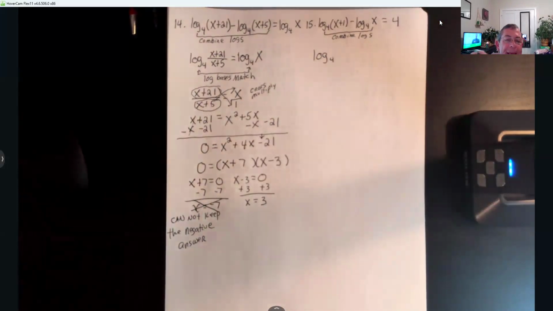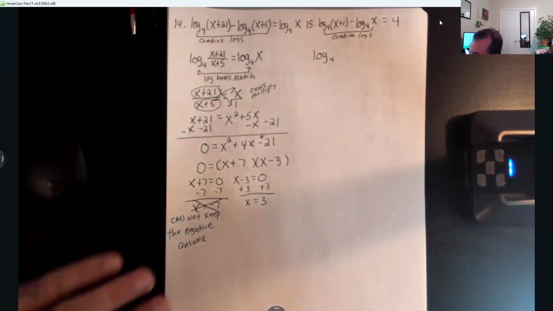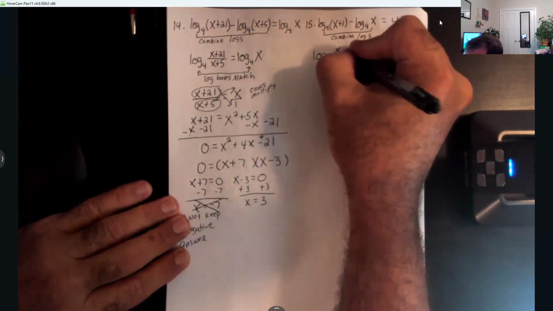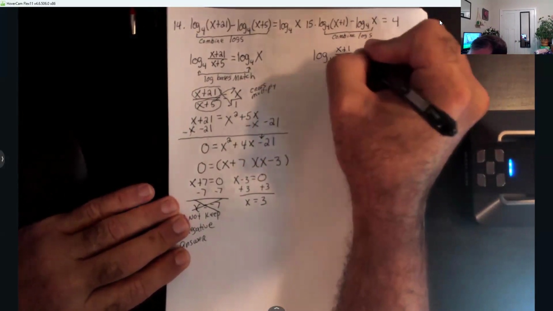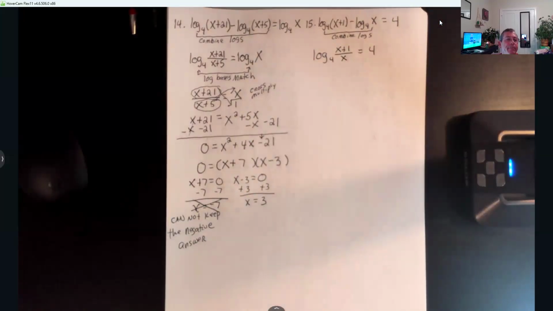So how about this, Nat? If I'm going to combine the logs, will they be a product or will they be a quotient? So they're going to be a quotient. Good job, y'all. So the x plus 1 over x. And y'all, that's going to equal the other side, a 4.